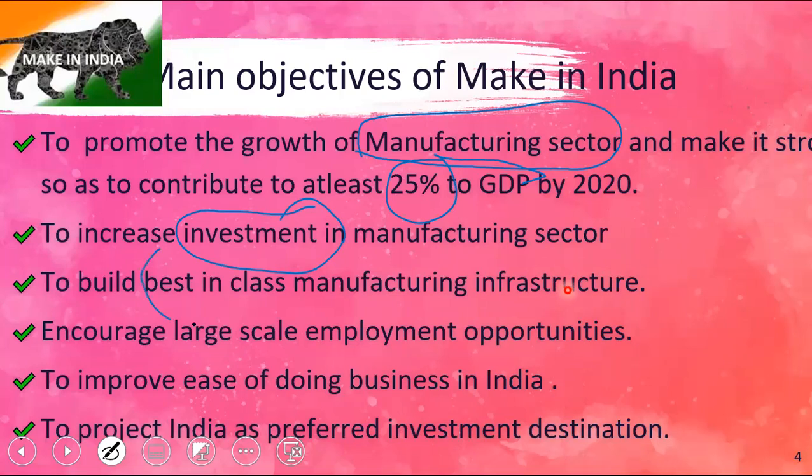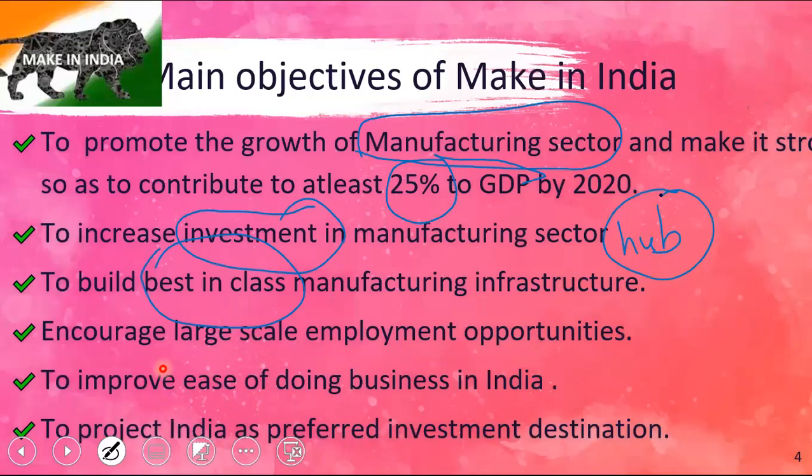See that. Government wanted to build best manufacturing infrastructure in the world. India should become the hub of infrastructure. Children, what do you mean by hub? Hub means center. The government is aiming that India should become the hub of manufacturing infrastructure. Children, remember, how can you become the hub?